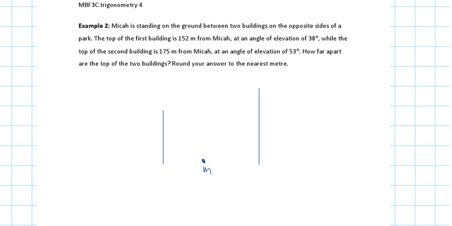What do I have to draw now? From Mika to the top, and that's going to be what? How much is that going to be? 152. And since it's an angle of elevation of 38 degrees, where would that be? This one? Right? Because that's where she's standing. Angle of elevation is measured from the horizontal up.